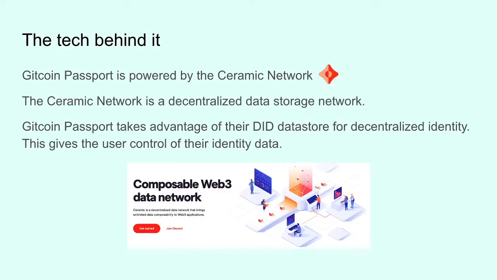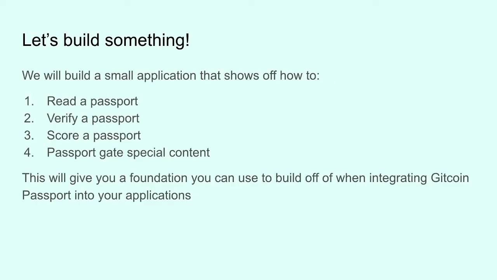What is some of the tech behind it? Gitcoin Passport is powered by the Ceramic Network. The Ceramic Network is a decentralized data storage network, and Gitcoin Passport takes advantage of this. They use their DID data store for decentralized identity. Now, this is great because it's decentralized and it gives the user control over their identity data. You can learn more about the Ceramic Network by going to their website and reading their docs.